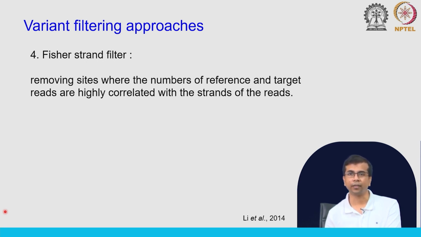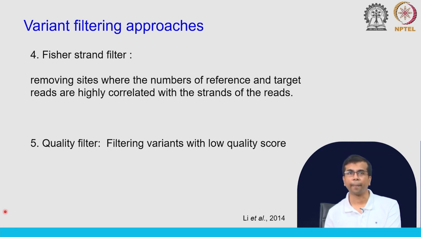So this is, as we have mentioned, we want variants to be called from reads mapping to both strands, and we want to avoid any strand bias in the data. And finally, of course, we have the quality filtering. So we want to filter variants with low quality score.